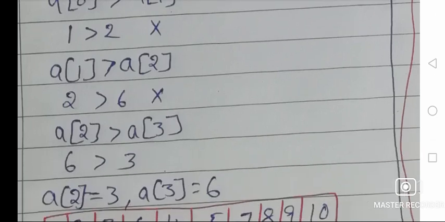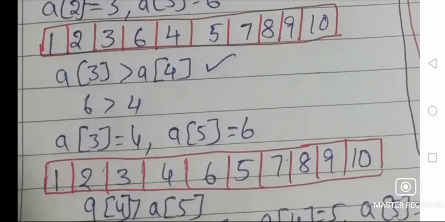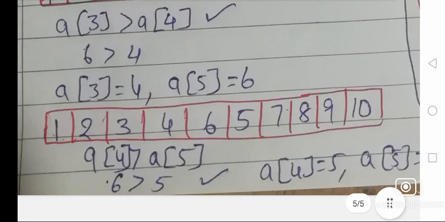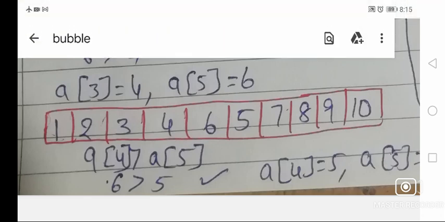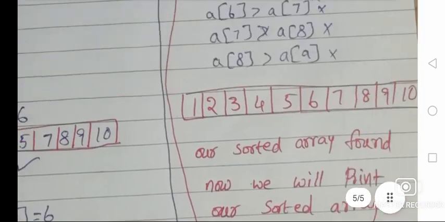So F2 greater than F3, 6 greater than 3, so this condition is true and it will exchange the values. Next it will compare with the fourth position and this condition also true. So now we are moving 6 to before 7, so this condition will be true and it will exchange the values. Now 1 2 3 4 6 and 5 7 8 9. So now you have to check one more condition, and this condition also true, automatically it exchanges the values.